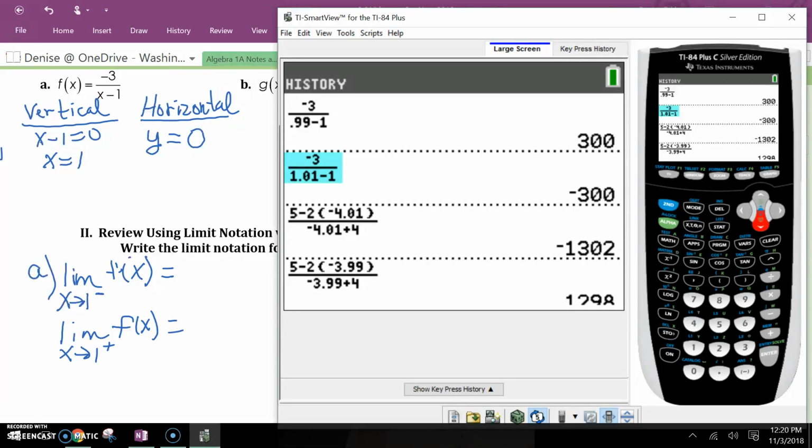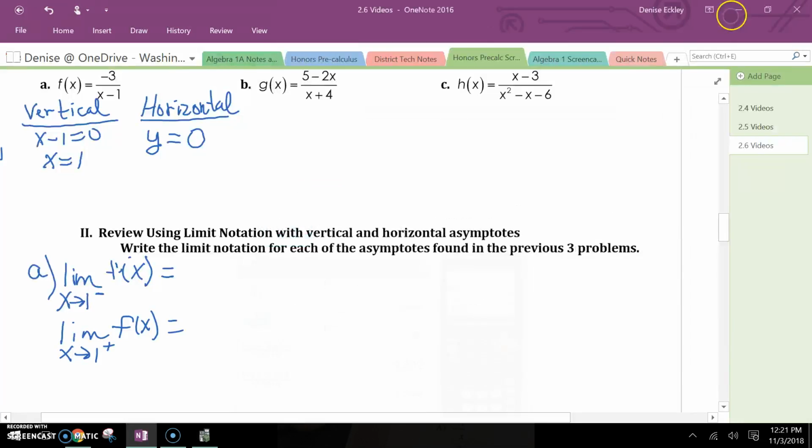So I have a large positive number when I'm to the left, and a large negative number when I'm to the right. That means when we're going from the left-hand side, the function is headed towards infinity. And from the right-hand side, since that number was negative 300, we're headed towards negative infinity.